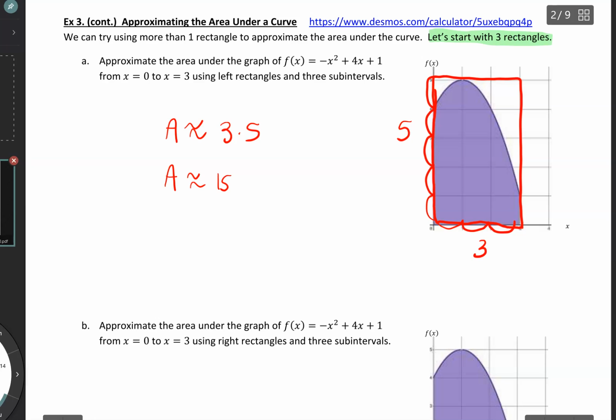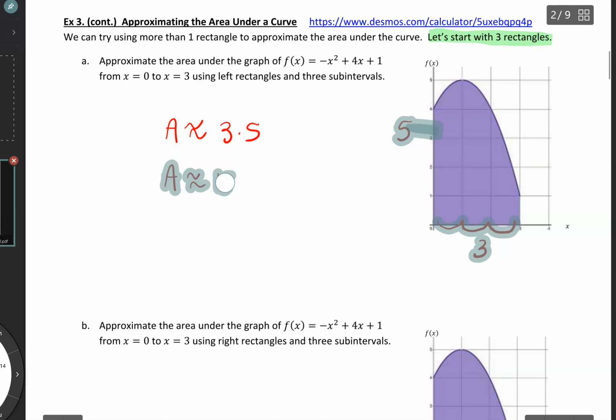But that's not a very good estimate because we have all this white space that got counted that isn't really part of my shaded area. So 1 rectangle is not a super good estimate. So what I'm going to do is just use 3 rectangles. So let's go ahead and try 3 rectangles here. And my erase feature is not working. There it goes. Okay. So we're going to try 3 rectangles.